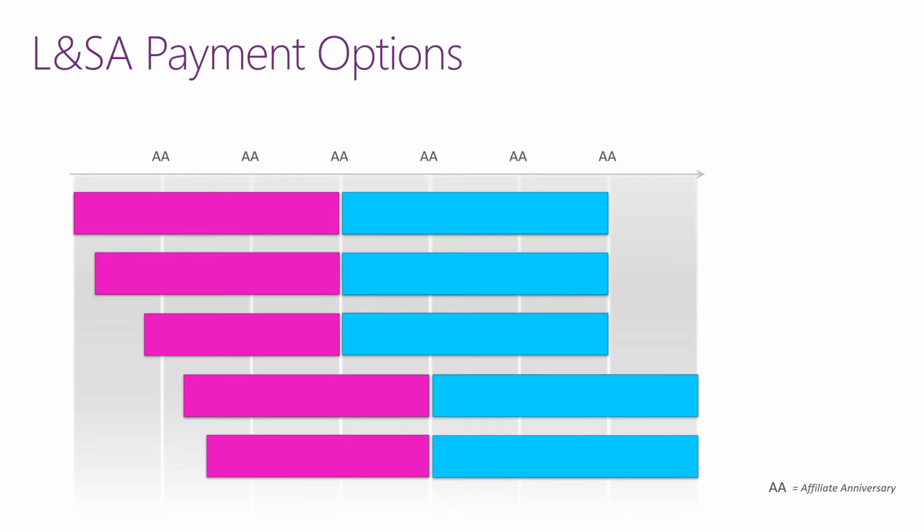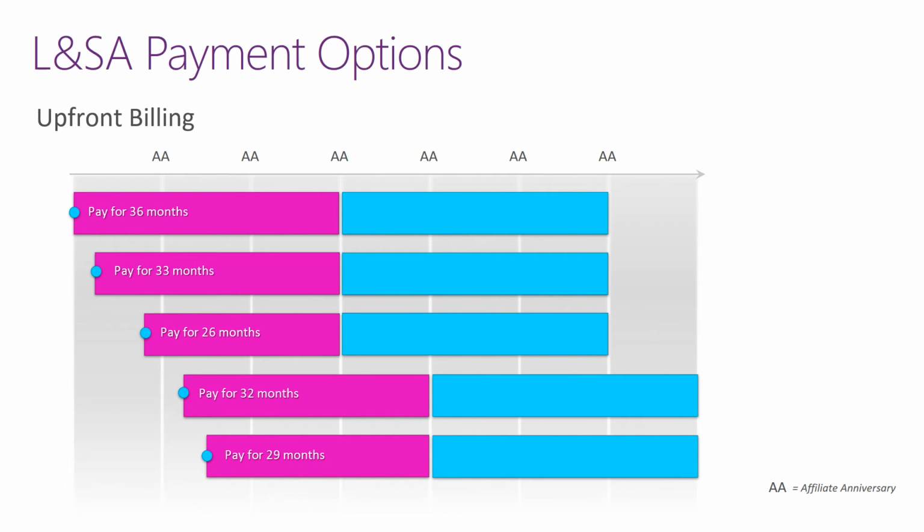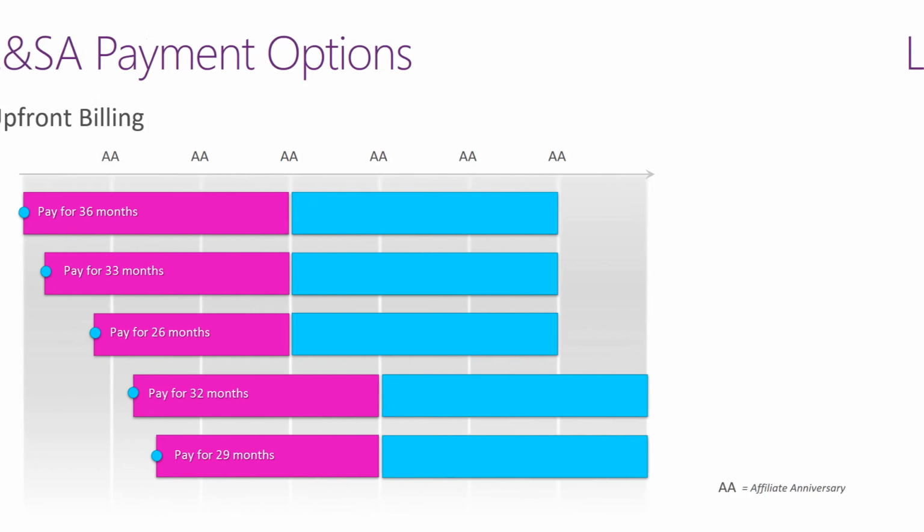But when does the customer make payments? Well, actually they have a choice, and the first choice we'll look at is upfront billing. This is straightforward and just shows at the time the order is placed, the customer pays in full for the license and the required amount of software assurance. Let's look at some slightly more interesting options, however.